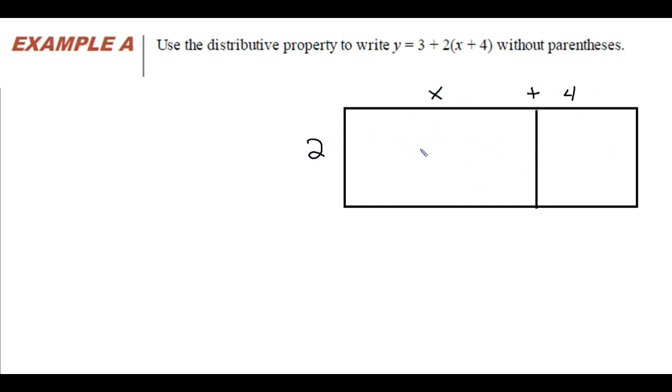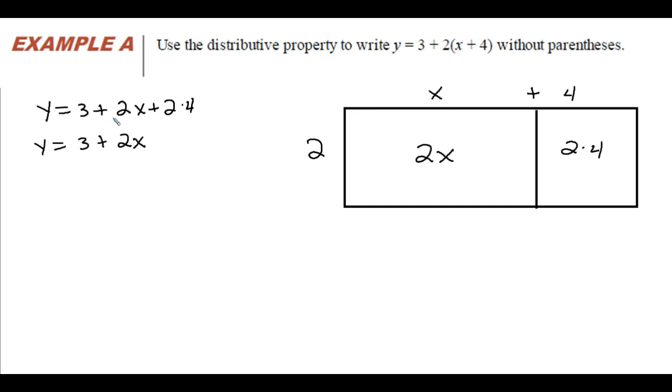So the area of this rectangle is going to be 2 times x, and the area of this one is going to be 2 times 4. That means I can rewrite this equation as y equals 3 plus, instead of 2 and the parentheses, 2 times x plus 2 times 4. All right, so now let's see if I can simplify anything. I know that 3 is going to stay where it is. I can't do anything more with 2x because it's just 2 times x, but 2 times 4 is 8.